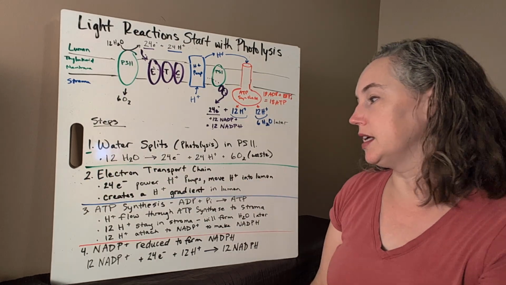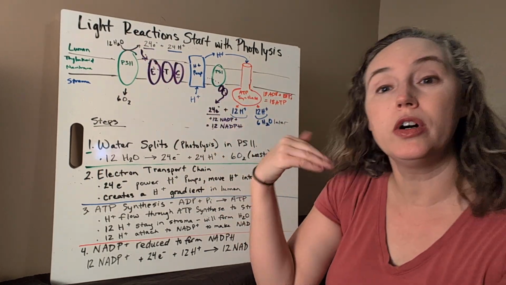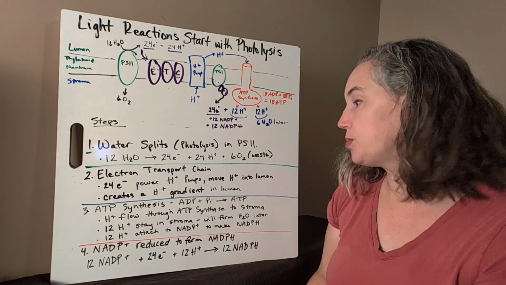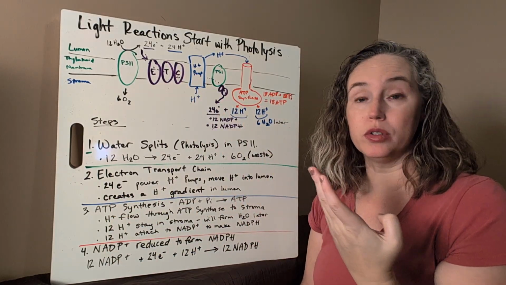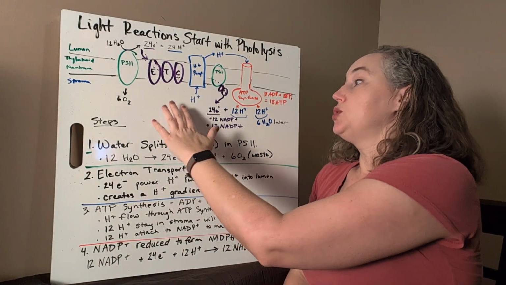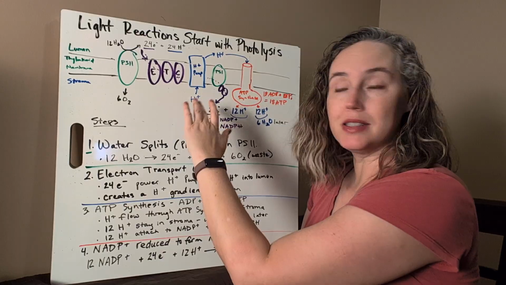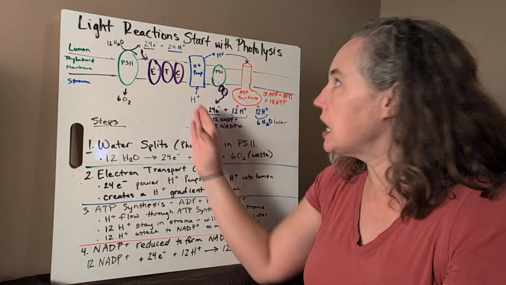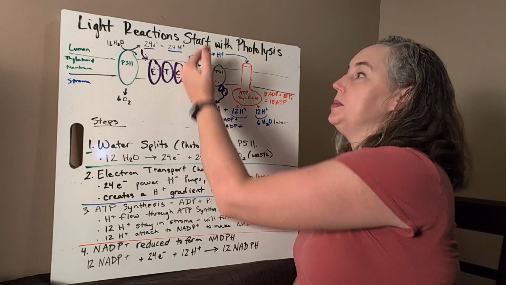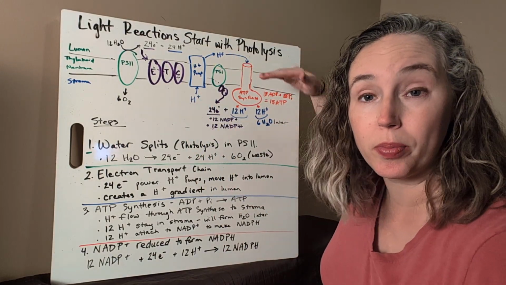Next, we're going to go to the electron transport chain. These 24 electrons will flow through the proteins of the electron transport chain, powering the proton pumps that are also part of it, to get protons that are currently in the stroma of the chloroplast up into the lumen to build a proton gradient in the lumen of the chloroplast.